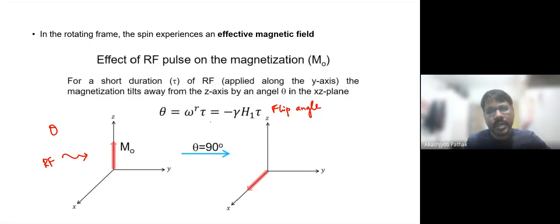Here you can see that this flip angle is controlled by the duration for which the RF pulse is applied. So the duration of the RF pulse plays an important role in determining what the flip angle will be.